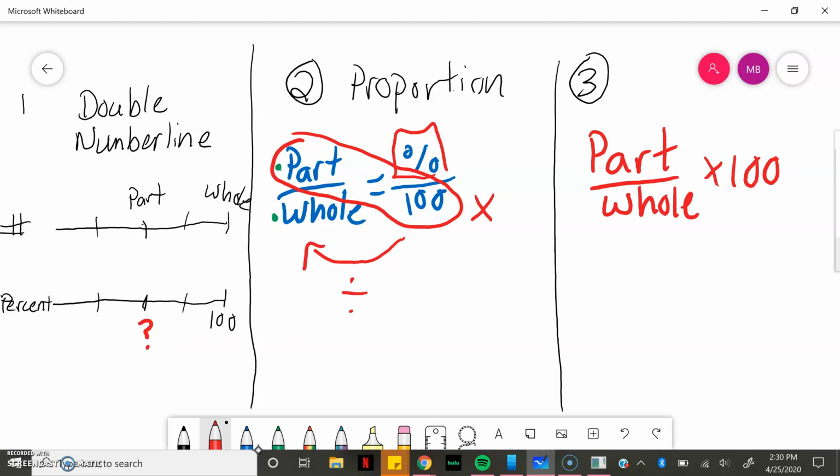Just like if you have 75 cents, that's 75% of $1. So you have to multiply it by 100 to get that 75%. So you can use any of these 3 strategies, whatever makes the most sense to you in order to solve the problem.